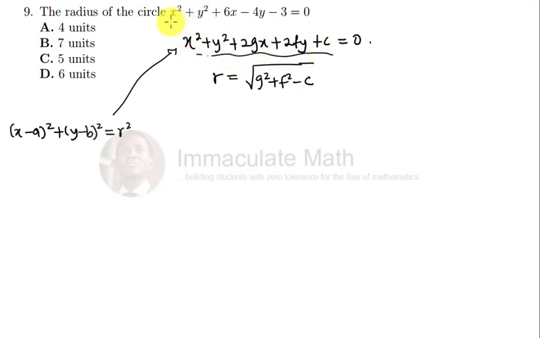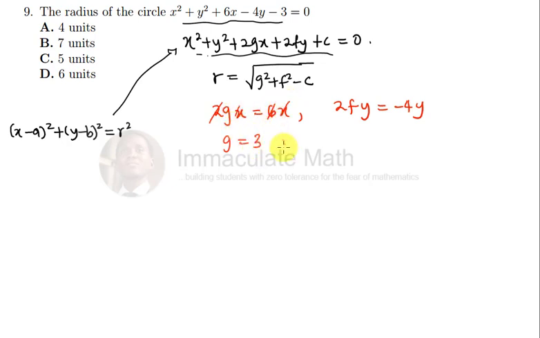Okay, so that means if we compare this equation with this equation here, what do we see? We see that our 2gx will be equal to 6x, and our 2fy will be equal to minus 4y, right? So here I can easily find my g: if I divide both sides by 2, this will cancel, and I'm going to have my g to be 3, and my f will be minus 2. So I have my g to be 3 and my f to be minus 2. Oh, that's good.